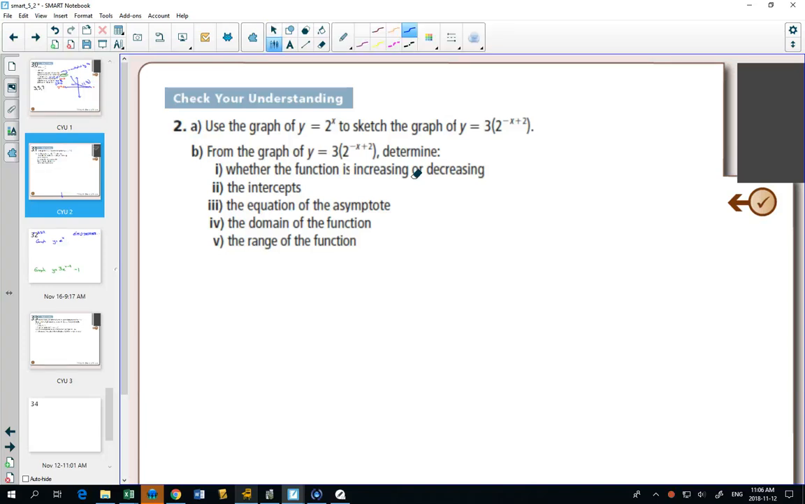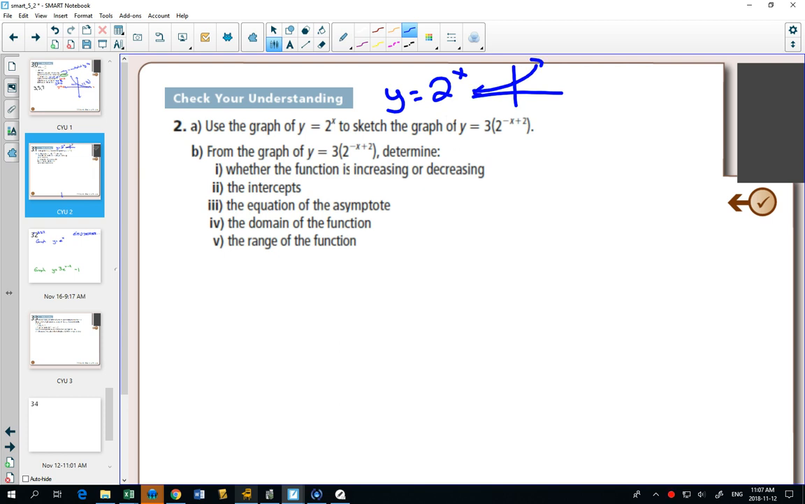So use the graph of y equals 2 to the x to graph this. Now, first of all, we have to start to recognize how the transformations show up. When we talked about the transformations unit, we had things that happen inside the function and things that happened outside of the function. One of the hard parts about exponential functions is that in the parent graph, there's a number. So here's your parent graph.